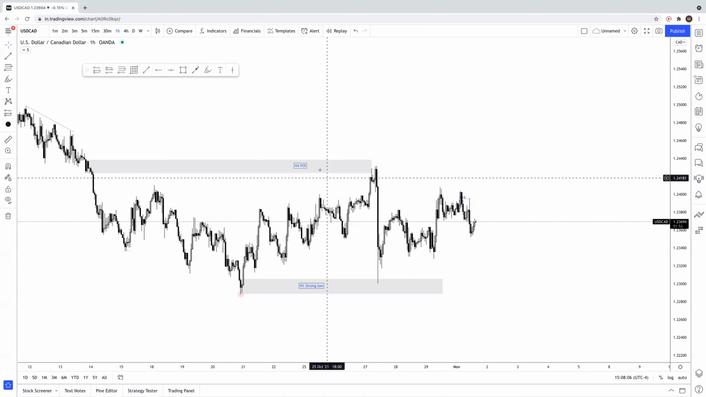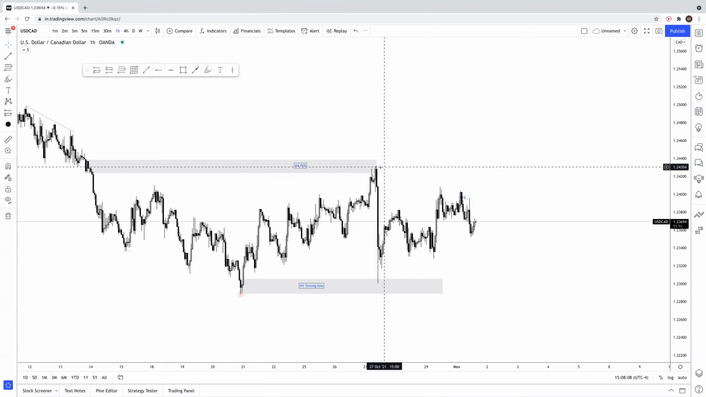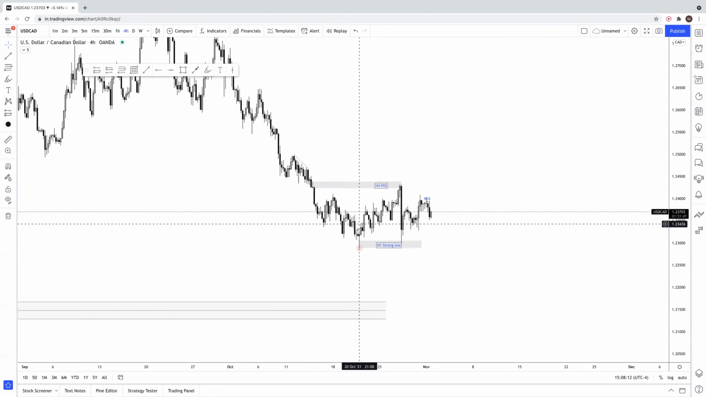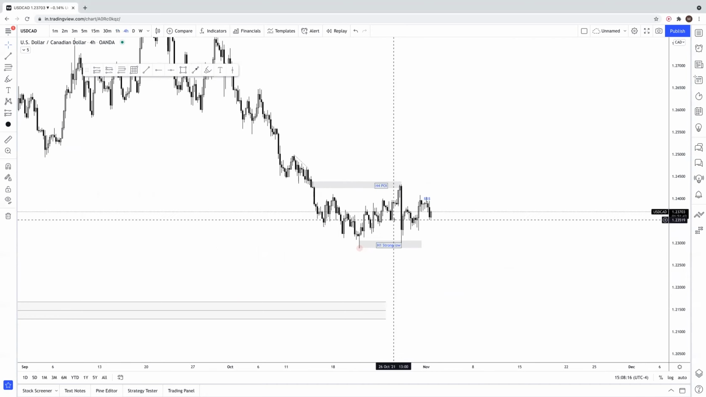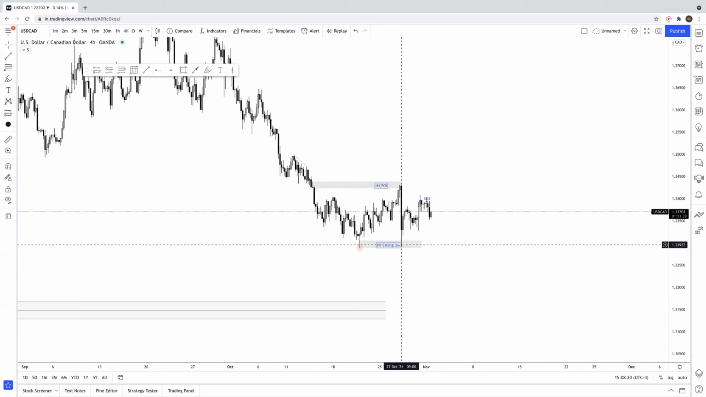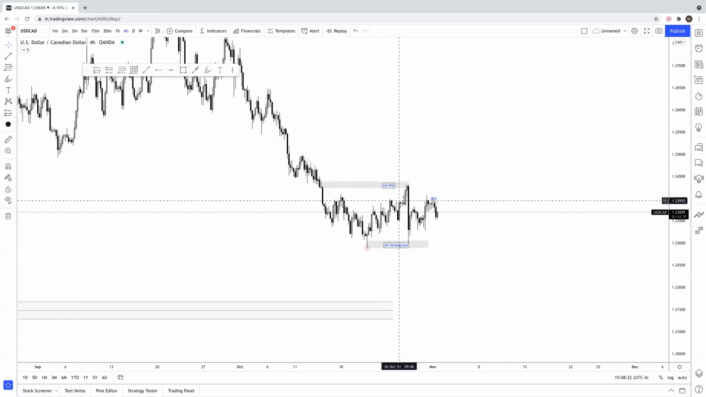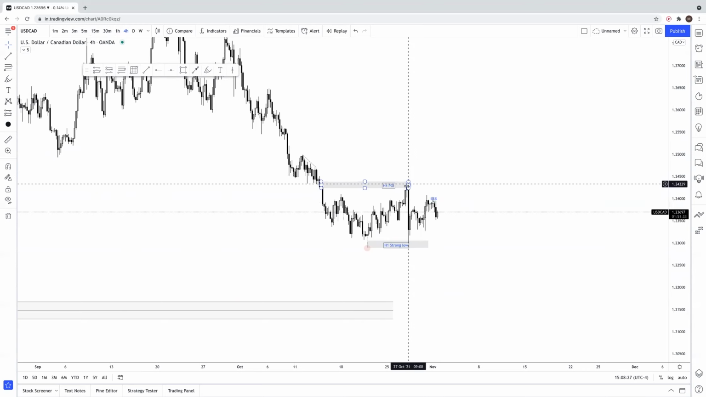So as you can see here, relating back to last week, we rejected from a 4-hour POI that we came up super corrective into. When price comes up very corrective like this, we're building liquidity to come down, right? But as you can see, we failed to break this low, meaning this is now a weak high, okay? Weak high means this should be the next target for liquidity.